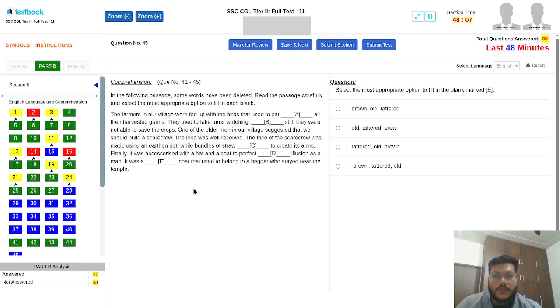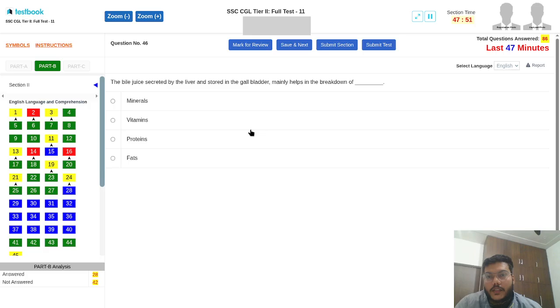It was a brown old tattered coat. It used to belong to a beggar. The bile juice secreted by the liver and stored in a cold bottle mainly helps the breakdown of fats.